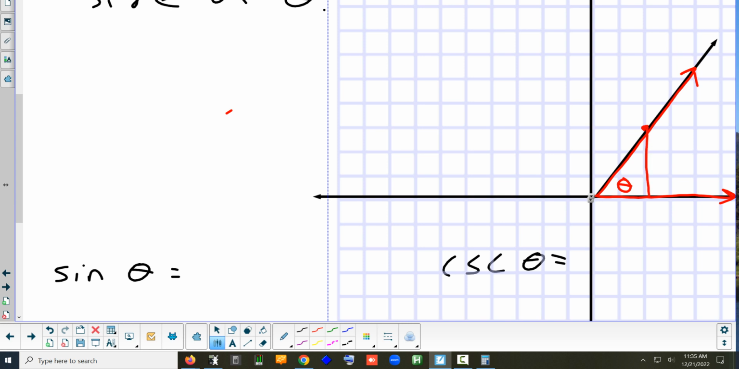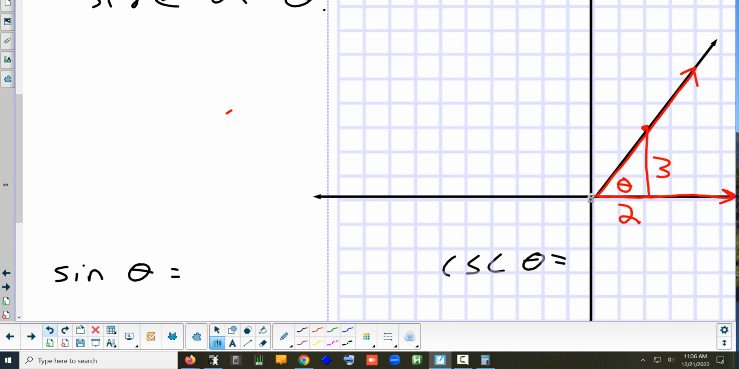Now, you don't have to do it from the point (2, 3). Because remember, we said about triangles, right? If they're similar, does the size of the triangle matter? No. But (2, 3) is probably the smallest one you could do, where the sides are still nice numbers. I mean, you could do 1, 1.5, but why do that? So this is 2. This is 3.